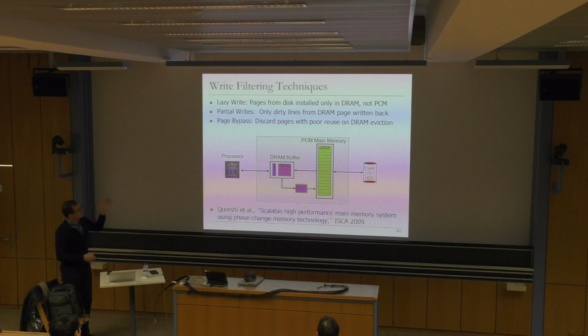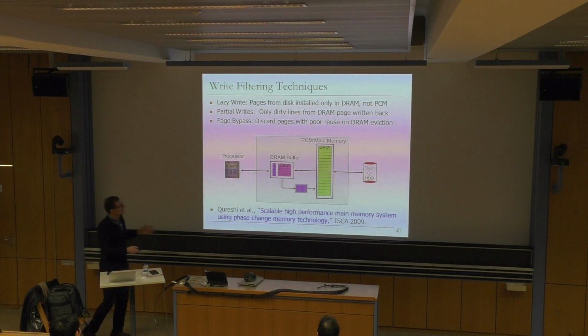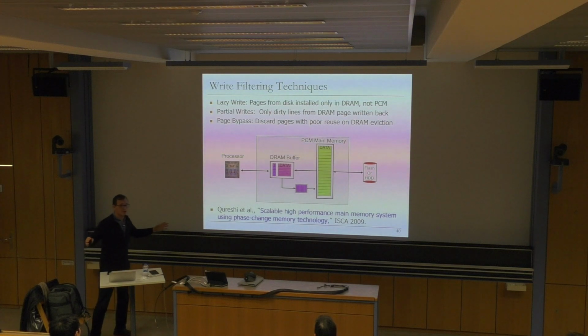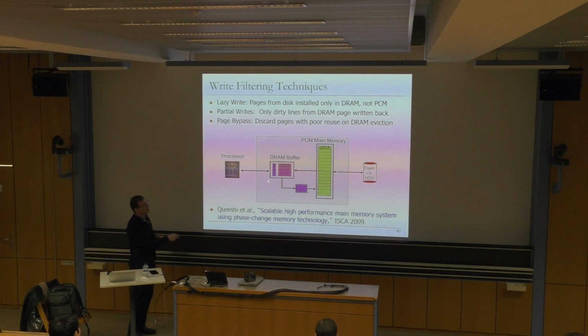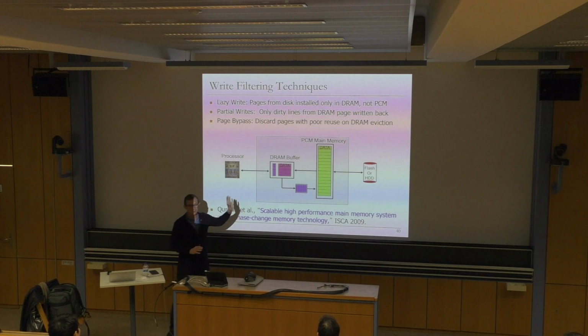Okay, so this paper introduces multiple techniques. Basically, these are write filtering techniques. One is called lazy write, and the idea is very simple. I think the management in this paper is at the page granularity, so it's 4 kilobytes. That's the assumption over here. Whenever you get a page, 4 kilobytes, you bring it directly into the DRAM. You don't write it into PCM. That reduces some writes, clearly. If you have a hybrid memory, you can do this, right? If you have just PCM, you're stuck. You cannot do it.